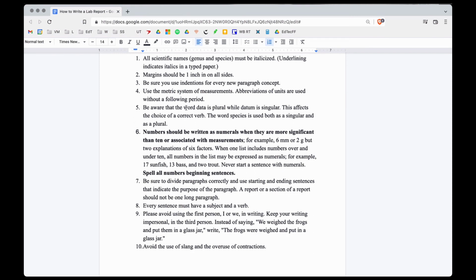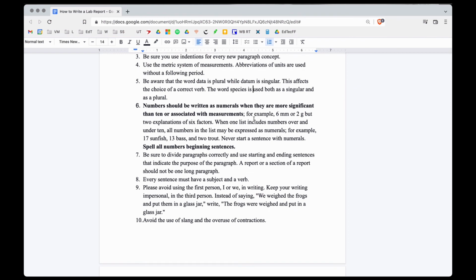Just a quick note on the word data and datum. Data is for plural, so when you have multiple sets of data, or datum when you're simply talking about one singular set of data. Numbers can be tricky, so this isn't something that I'll be too picky about, but be sure that you are consistent with your numbers. Numbers should be written as numerals when they are more significant than 10 or associated with measurement.